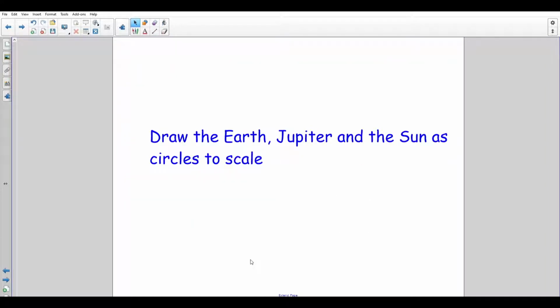So what I want you to have a go at next, to think about the scale of these things, is to try and draw Earth, Jupiter and the Sun as circles to scale. So if you just pause the video again and have a go at this, just do it in the back of your books or something. I want you to see what you think and compare it with what it actually is. So have a go. How big do you think the Earth is compared to Jupiter and the Sun? So pause it and have a go. Okay, then when you're ready, I'll go through and show you what the answer should be.